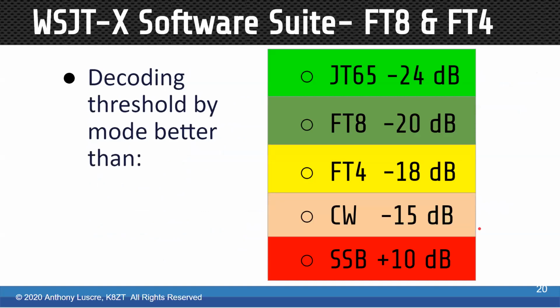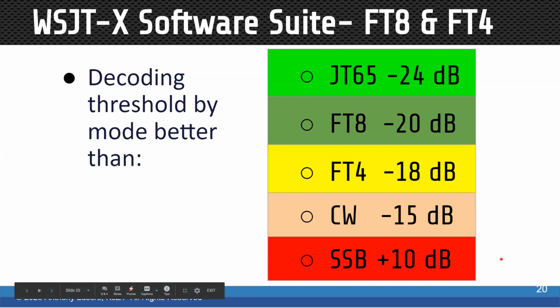This is just an indication of the differences between the ability to pick signals out of the noise. On single sideband, you need to have a signal that's about 10 dB above the noise to be able to reliably get all the information. It drops down quite a bit for CW, but FT8 and FT4 are much lower than that.